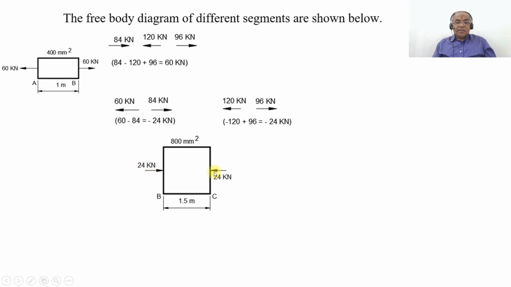So the load on the right hand side, acting toward the left side, is compressive, and the magnitude is also 24. Now the body BC is in equilibrium condition.